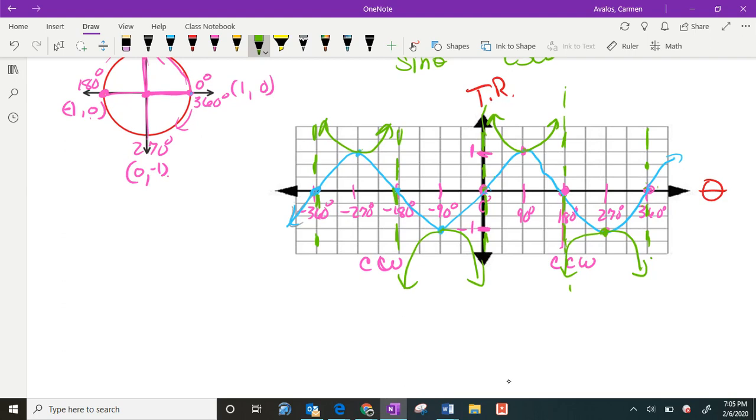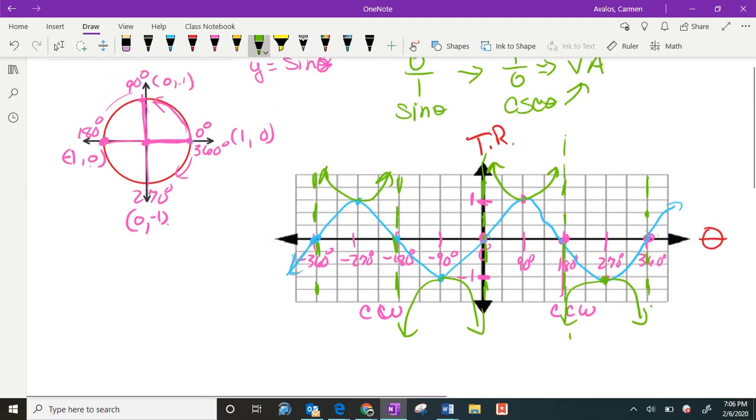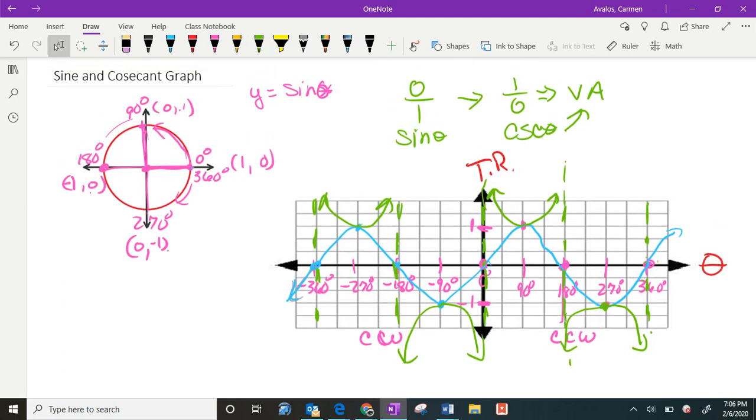So anytime that you have the reciprocal, I could graph the sine, and then the cosecant will follow by just flipping everything on there. So you could flip two trig functions at once. Sine is the easier one to graph, and then you could just flip the area of the cosecant, and that gives you the graph of the cosecant.